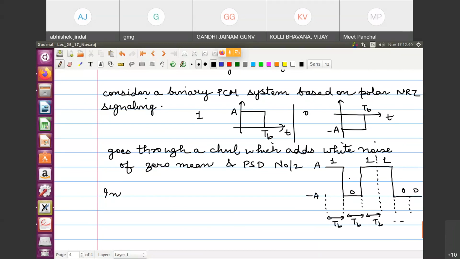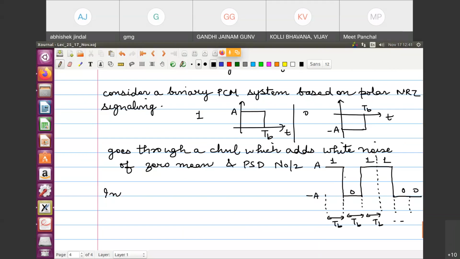Suppose AWGN has been added. White Gaussian noise, as you know, can take any value. It is some sort of Gaussian random variable. So whatever value it takes, it will change the amplitude of what you receive. Now from that changed amplitude, how will you say that the transmitted bit was 0 or 1? So this is a big problem.